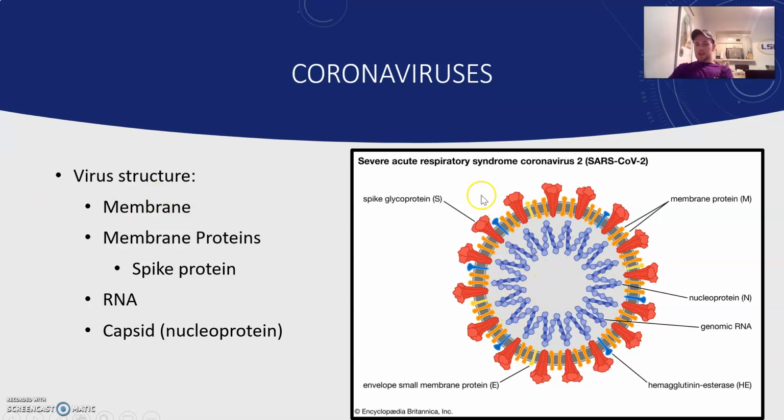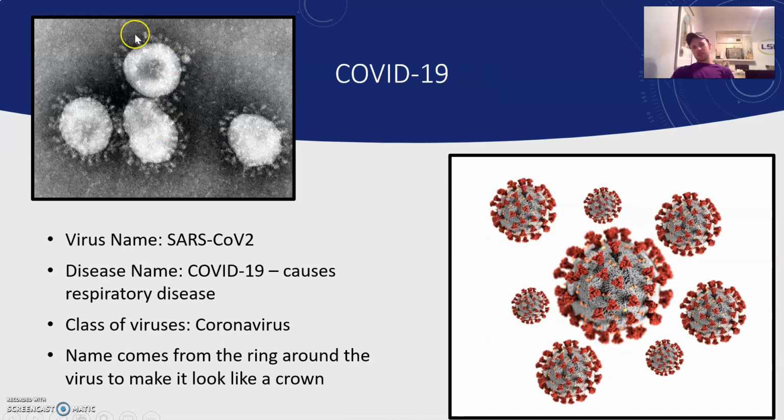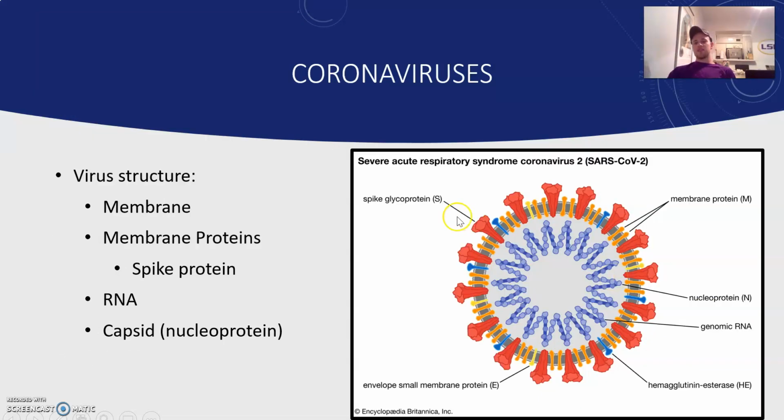Now, this membrane right here is studded with a whole bunch of transmembrane proteins, right? So proteins that span that membrane, and one of these proteins is what's called a spike protein, and that's what you're looking at when you see this electron micrograph and these little red thingies. That's the spike protein, and so that's what comprises the outside of the virion.